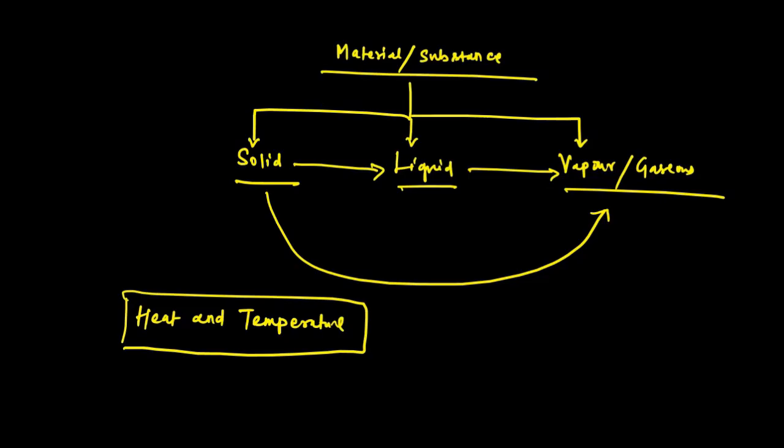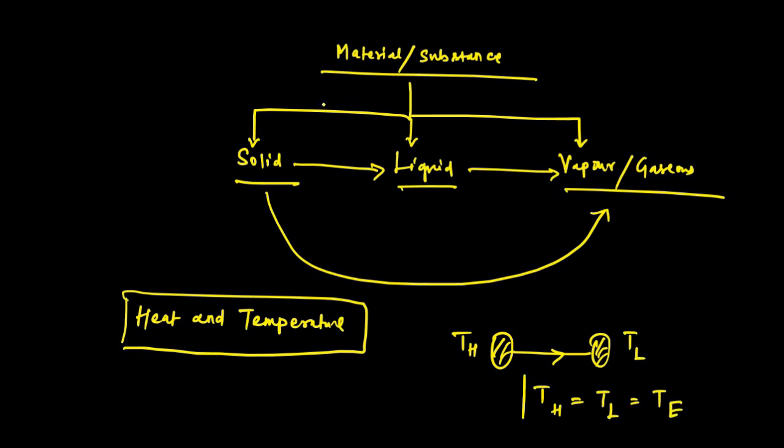So again, recapitulating something earlier. Heat basically is internal energy because of the molecular movement, and heat transfer takes place between two objects if there is a temperature mismatch between them. One object is at a higher temperature, one object is at a lower temperature, and heat flows from higher temperature to lower temperature till there is thermal equilibrium. That is, TH is equal to TL is equal to equilibrium temperature. Both the temperatures become equal. Then no heat transfer takes place.